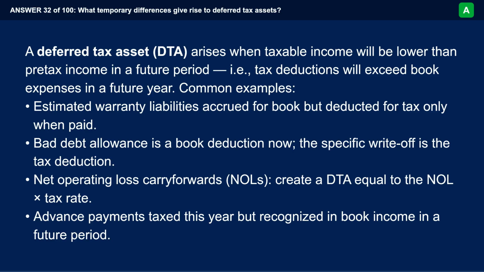Net operating loss carryforwards, NOLs, create a DTA equal to the NOL times tax rate. Advance payments taxed this year, but recognized in book income in a future period.